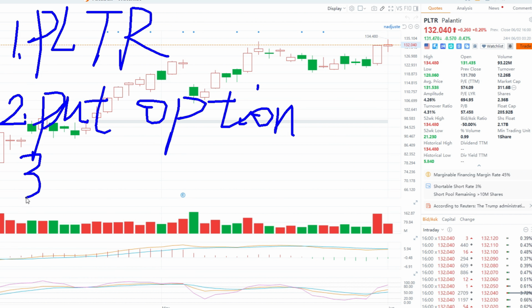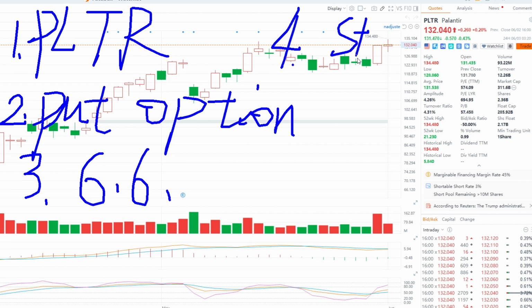Third factor, expiration date. What expiration should we choose? June 6, 2025, which is this Friday. That's the end of this week. The fourth element is the strike price. That means the strike price is the price you select. ST stands for strike. Which strike do we pick? We expect the stock to drop to 125, so we choose a strike price of 125.